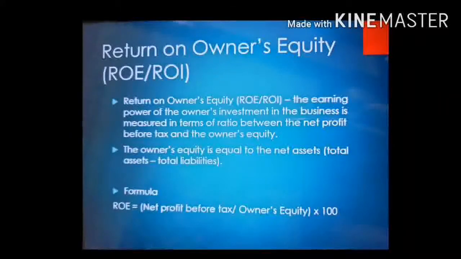Return on owner's equity or return on investment, ROE or ROI. The earning power of the owner's investment in the business is measured in terms of the ratio between the net profit before tax and the owner's equity. The owner's equity is equal to the net assets, or total assets minus total liabilities. So the formula for the ROE is net profit before tax divided by owner's equity times 100.